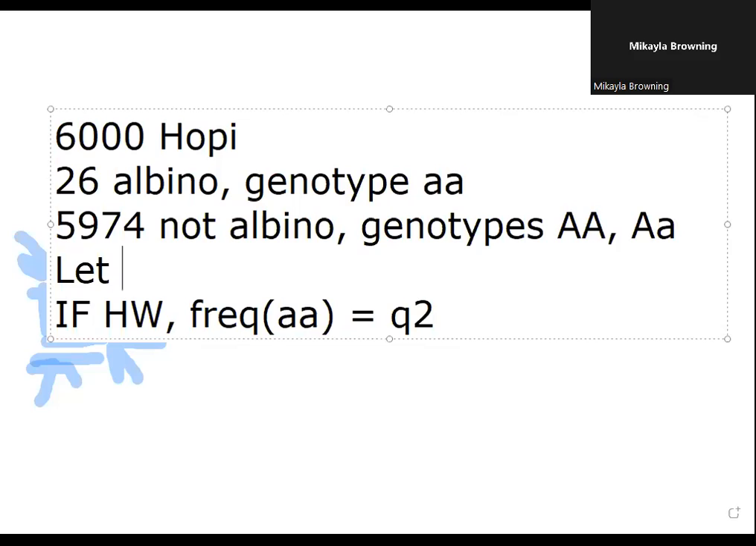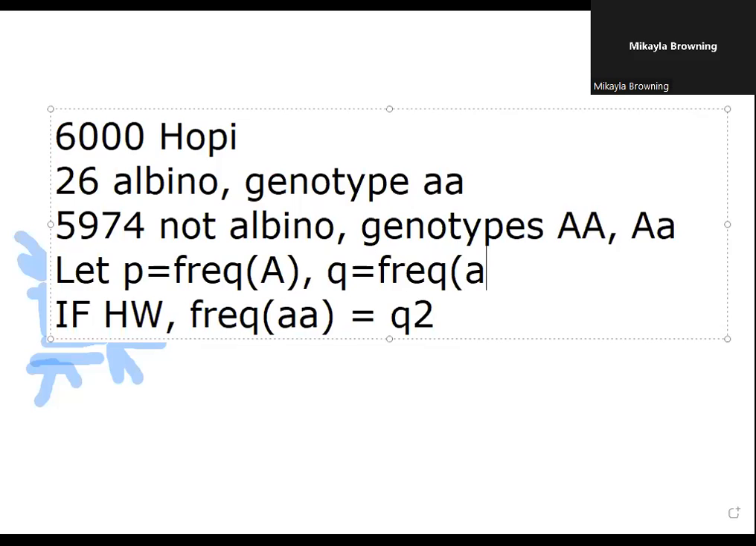So we're going to let P be the frequency of the dominant allele. And we're going to let Q be the frequency of the recessive allele. Okay, with me there so far.